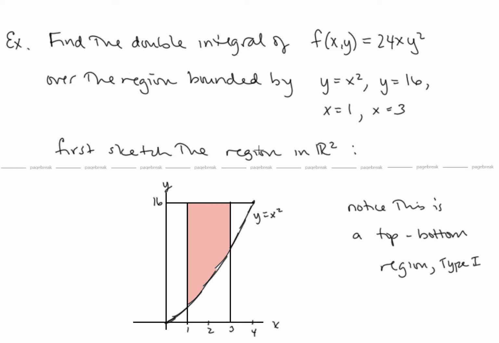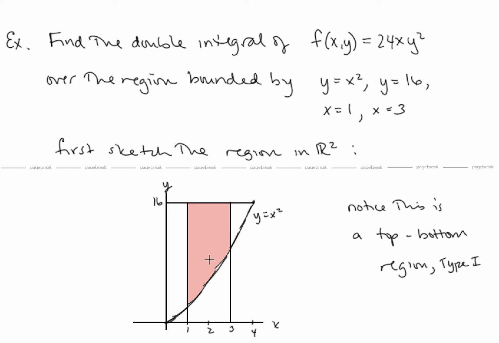So for example, find the double integral of f of x y equals 24xy squared over the region bounded by y equals x squared, y equals 16, x equals 1, x equals 3. First thing we want to do is identify this region in R2. So let's sketch that. We've got y equals x squared, that's our parabola here, y equals 16, and then x equals 1 and x equals 3. These are the bounding curves for our region, so it must be this shaded region here.